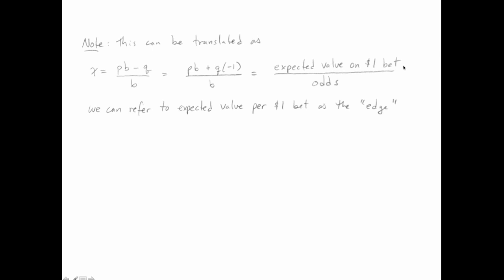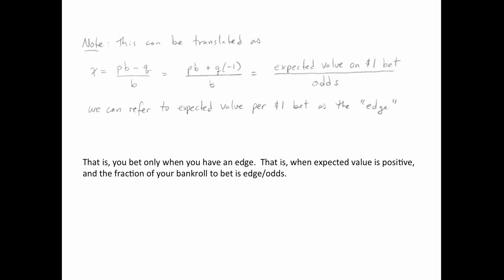And that number on top, you can actually call that the edge. And so you only bet when the edge is positive. You bet when you have an edge, which means you have positive expected value on a particular event. So you bet only when you have an edge, when your expected value is positive. And this formula not only tells you when you bet, but the fraction of the bankroll that you bet is this fraction, the edge divided by the odds.